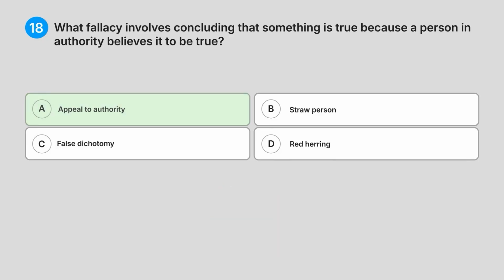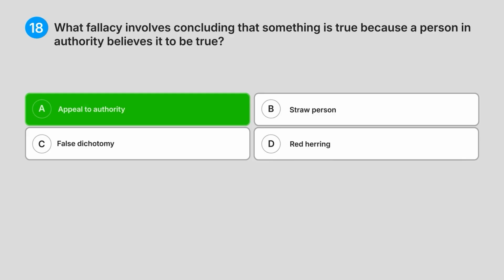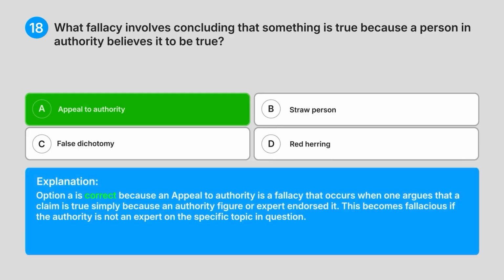Correct answer, A. Appeal to authority. Explanation. Option A is correct because an appeal to authority is a fallacy that occurs when one argues that a claim is true simply because an authority figure or expert endorsed it. This becomes fallacious if the authority is not an expert on the specific topic in question.